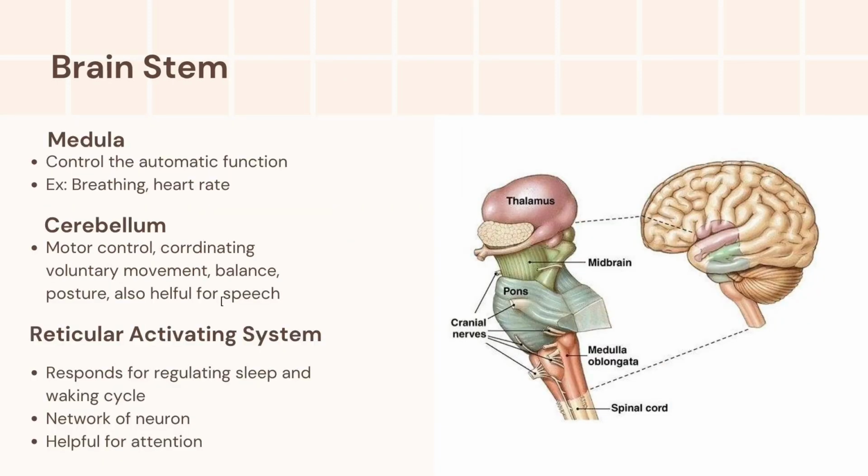We are going to talk about the brainstem right now. Let's start with the medulla. You can see at the bottom of the image the little red part. The medulla controls automatic functions, for example, breathing and heart rate. Let's go up a little bit. The cerebellum is for motor control, coordinating voluntary movement and balance, posture, and it also helps with speech. The reticular activating system is responsible for regulating the sleep and waking cycle. It's a network of neurons and helps with attention.